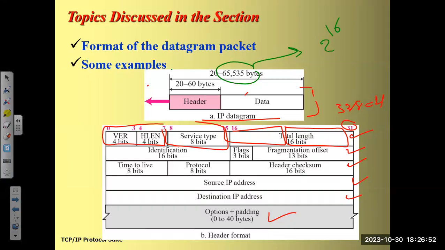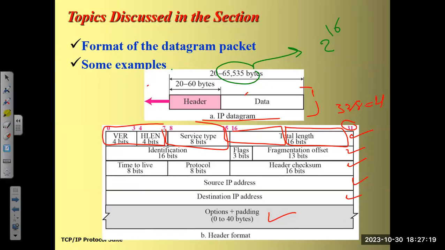Protocol, why do we need this one? Because remember, IP provides service to different protocols. So we have the TCP protocol, the UDP protocol. So the IP protocol has to know what type of other protocols it's doing a service for. I will show you an example. Then the checksum, I will show you. Why do we need the checksum? To make sure the header does not change.